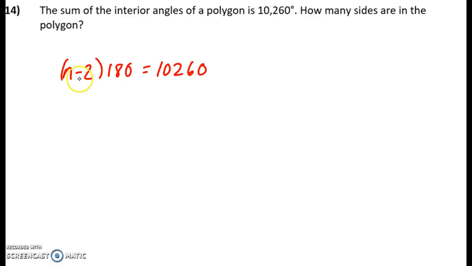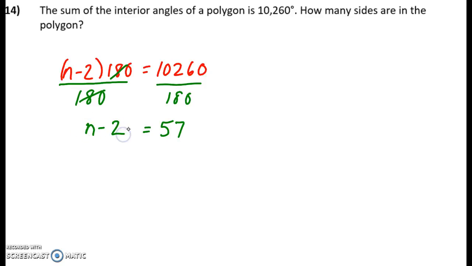So the first thing that I recognize here is that I can distribute, which is done by multiplication. The inverse operation of multiplication is division. So if I divide both sides by 180, I get that 10,260 divided by 180 is a total of 57. So now I'm left with n minus 2 equals 57, and if I add 2 to both sides, I get that the number of sides of this polygon is a total of 59 sides.